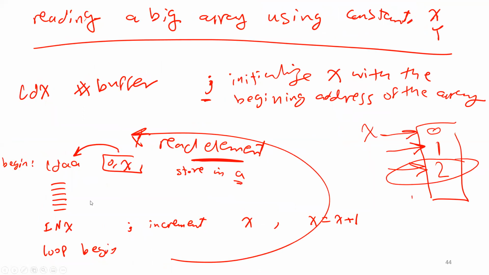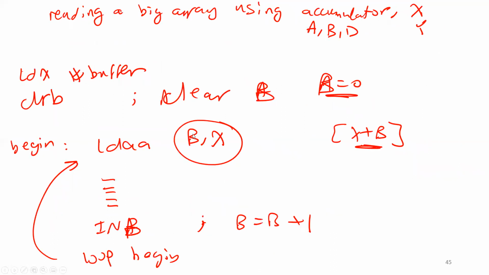Here what I did, in every iteration I increment x, right? Here again, this is just a second idea. Okay. So here I'm not gonna increment x every iteration. X is gonna be fixed. So what's gonna happen? Look here, guys. X is gonna be fixed here to the beginning address.